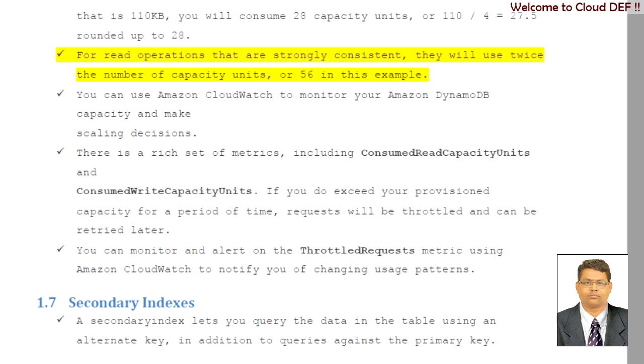1.7 Secondary indexes. A secondary index lets you query the data in the table using an alternate key, in addition to queries against the primary key. Amazon DynamoDB supports two different kinds of indexes. Global secondary index is an index with a partition and sort key that can be different from those on the table. You can create or delete a global secondary index on a table at any time.